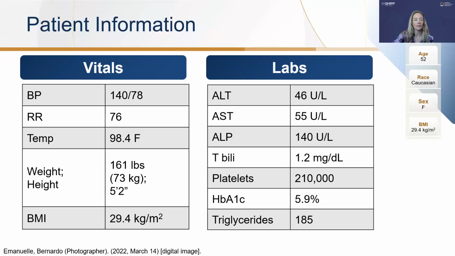Her alkaline phosphatase is mildly elevated at 140, so you would want to consider when you do your full serologic workup on this patient to potentially check an AMA and rule out PBC. Her total bilirubin is 1.2, so kind of upper limit of normal. Her platelet count is 210,000, so still within normal range. Her hemoglobin A1C puts her in pre-diabetic range, and her triglycerides are mildly elevated.